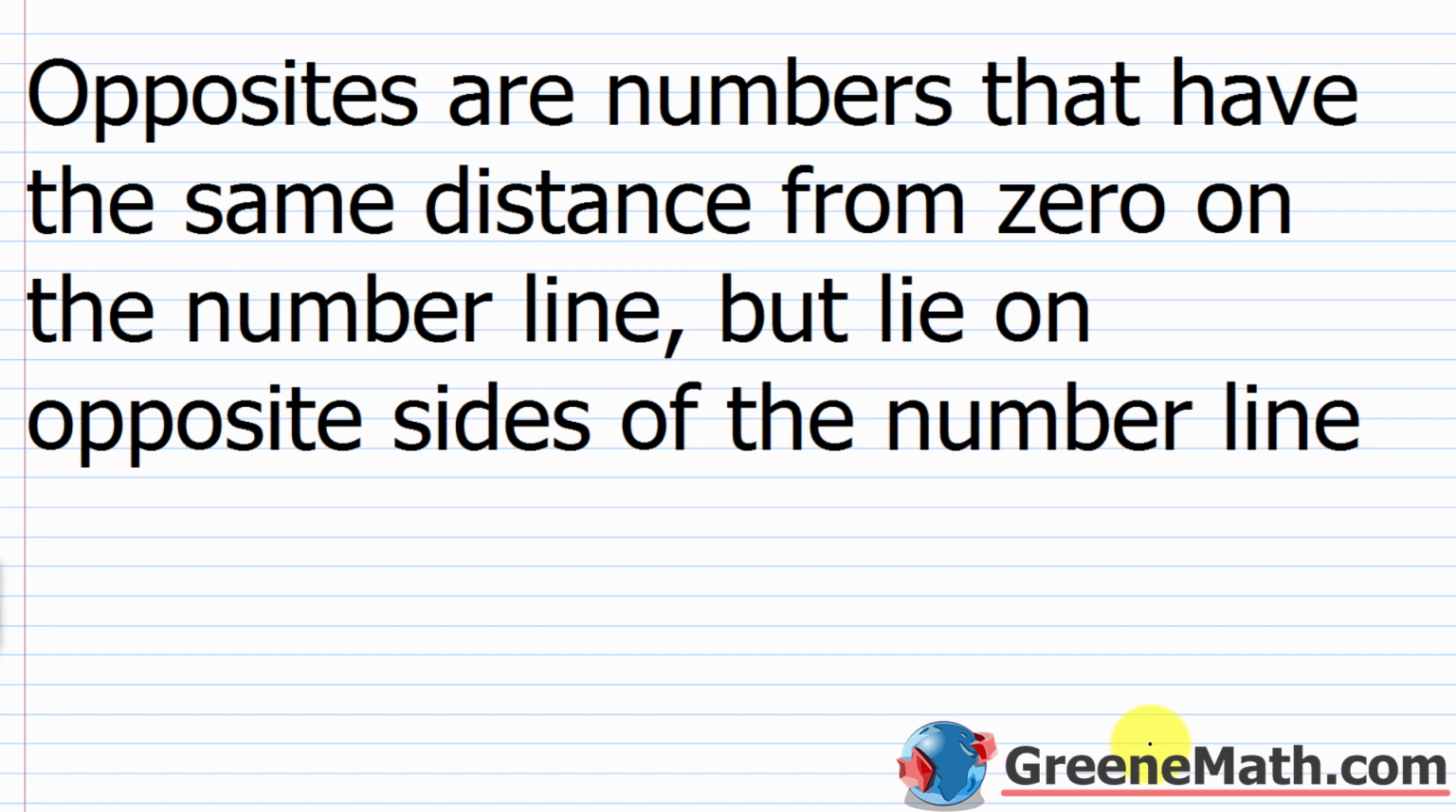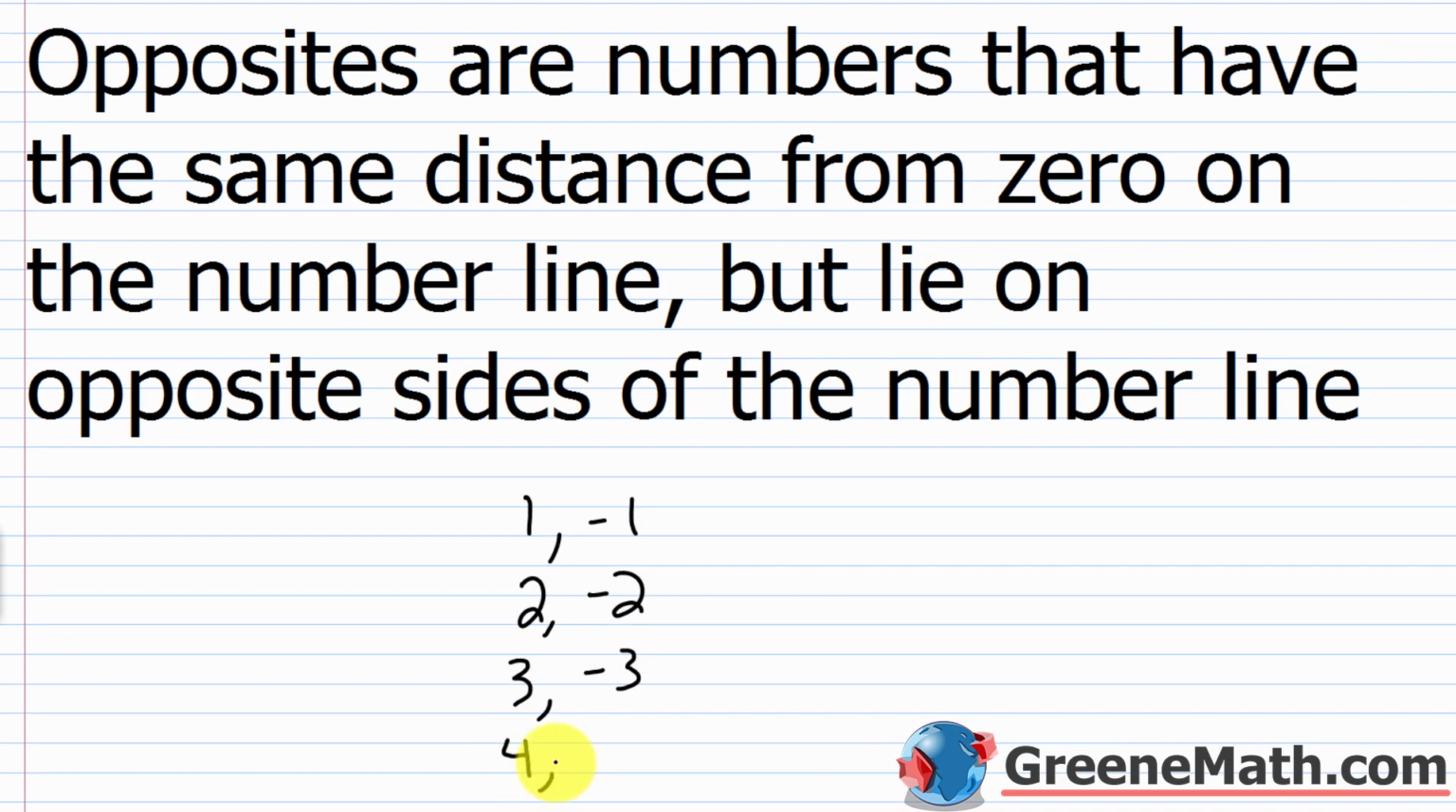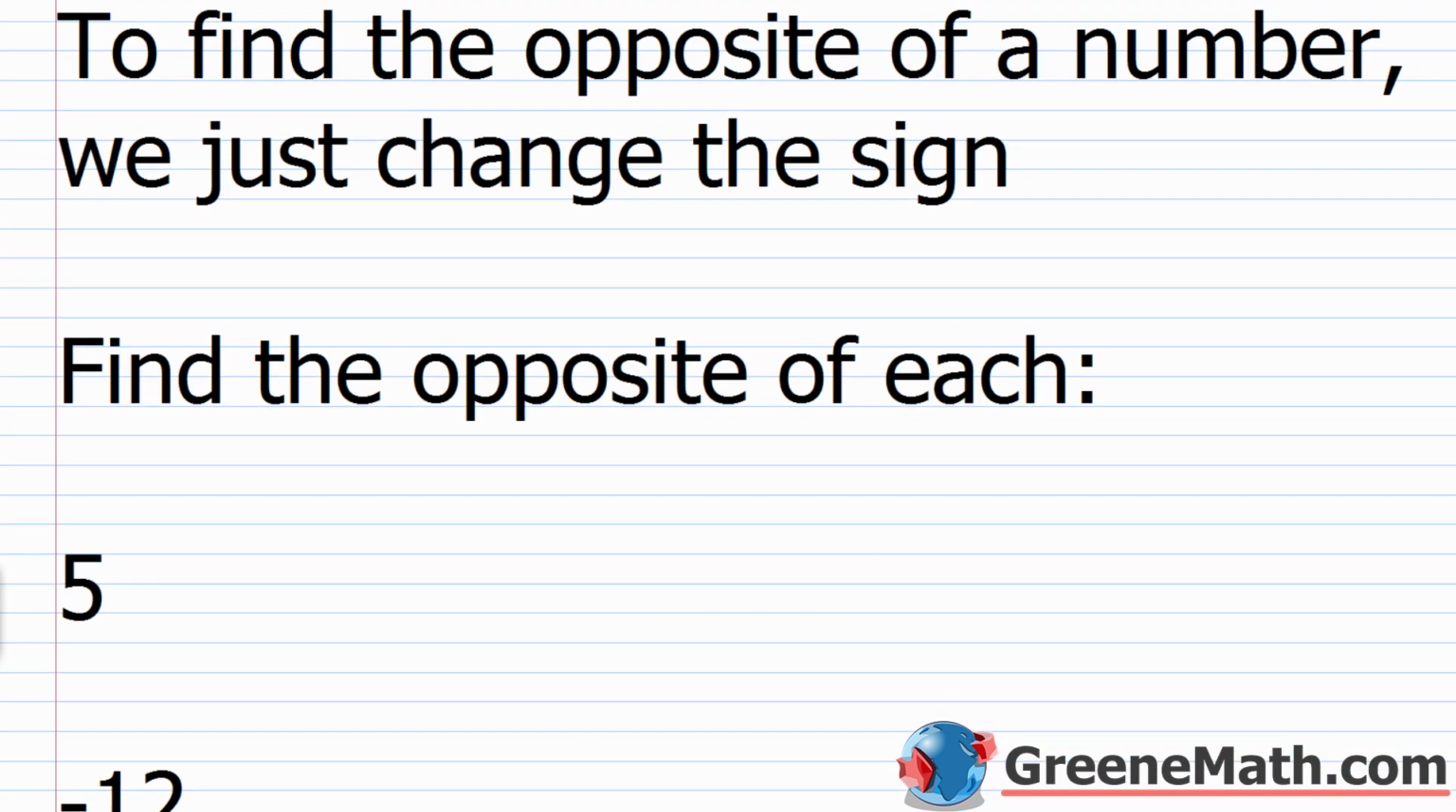Okay, now let's talk about opposites, which are also known as additive inverses. Opposites are numbers that have the same distance from 0 on the number line, but lie on opposite sides of the number line. So you would have 1 and negative 1, 2 and negative 2, 3 and negative 3, 4 and negative 4. Basically, it's just the number and then the negative of that number. So you could make an infinite number of these. You can go through and say, okay, 5 and negative 5, 6 and negative 6, and so on and so forth. With opposites, it's a very easy concept. To find the opposite of a number, we just change the sign. That's all you're doing, because if I say, hey, what's the opposite of 1?